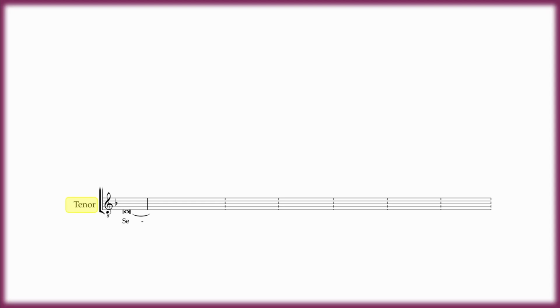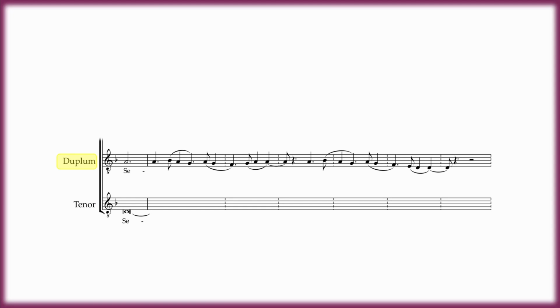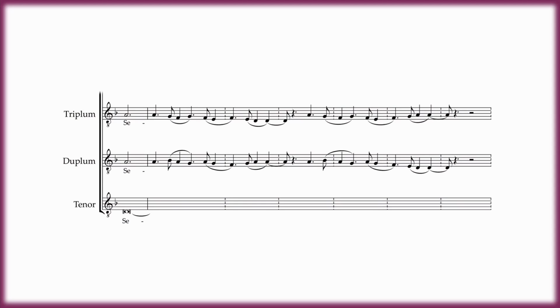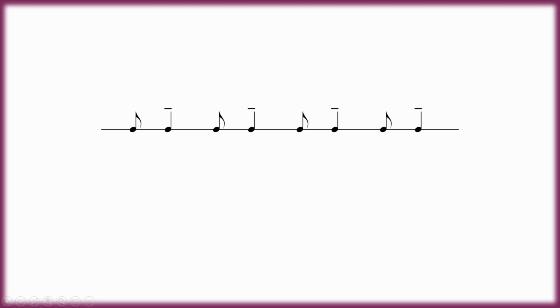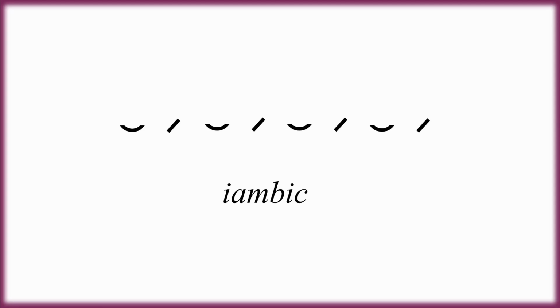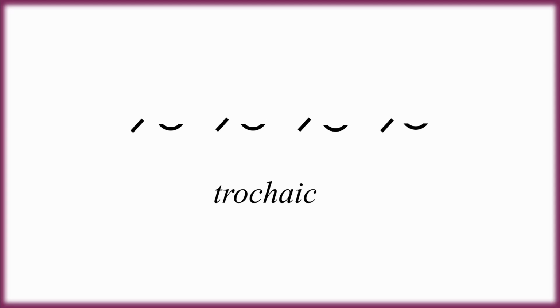The number of such parts increased over time, and became known as the duplum, triplum, or quadruplum. Their rhythm was dictated by that of the text. The strong or weak syllabic patterns of poetry became the long or short durations of the upper parts. Iambic and trochaic rhythm can be represented in modern musical notation like this.